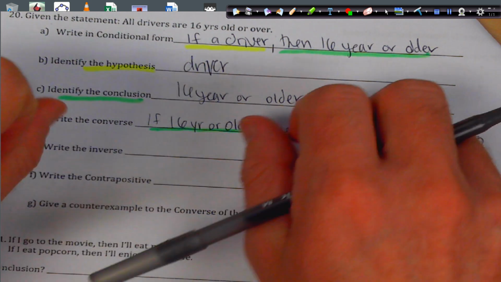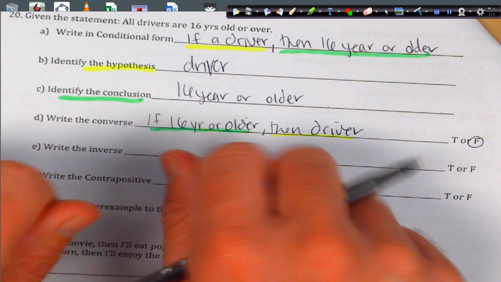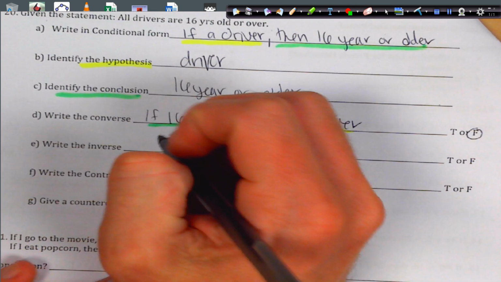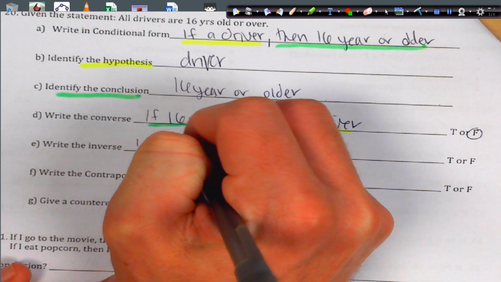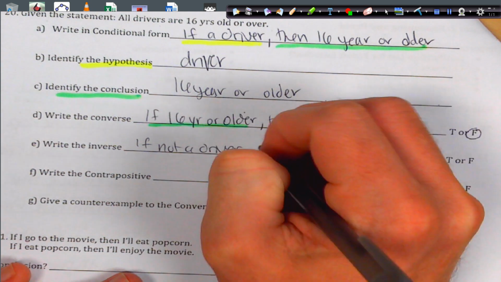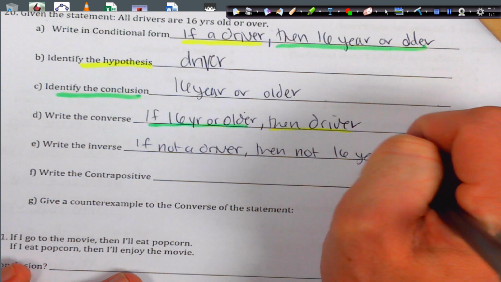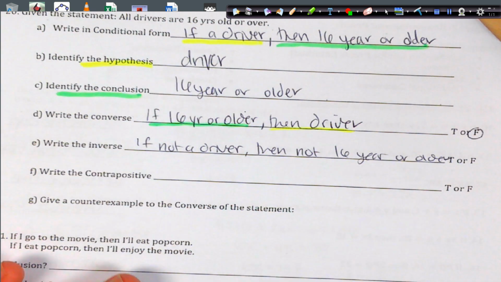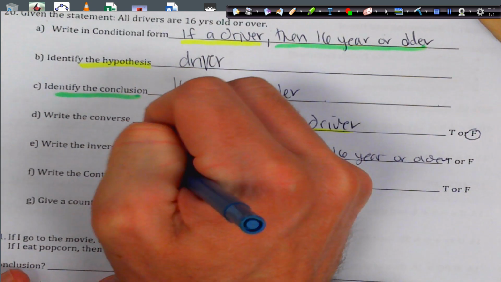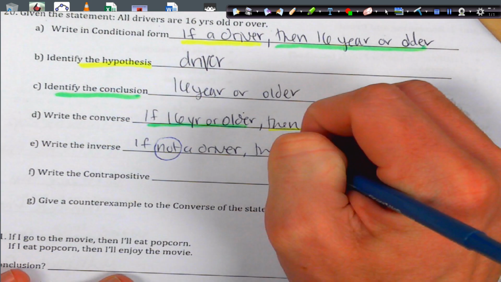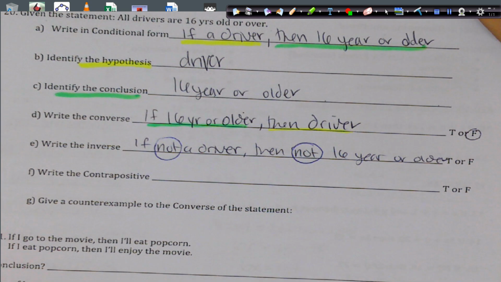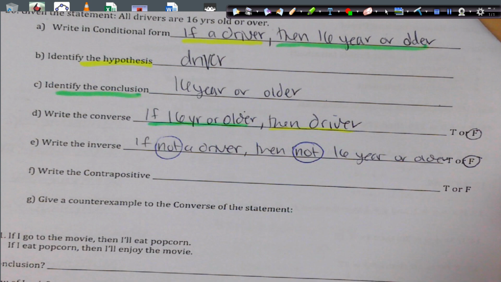Write the inverse. For inverses, we don't flip them, so we're going to keep the same yellow-green order, we just negate them. So we can say, if not a driver, then not 16 years or older. Again, the key here is that we're using the word not on both of them for inverse. So if you're not a driver, then you're not 16 years or older. That's, again, false. You could be 17 without a driver's license. You would be over 16.